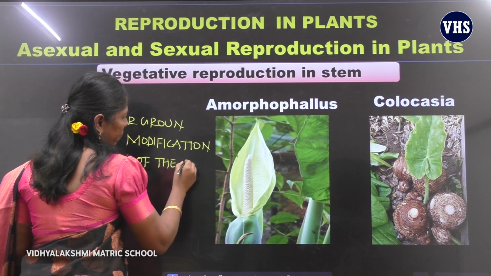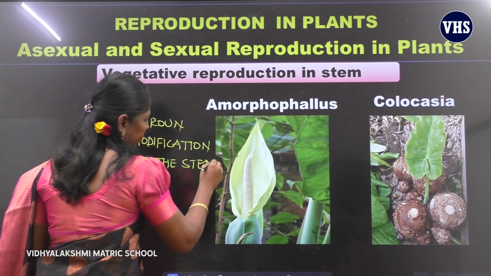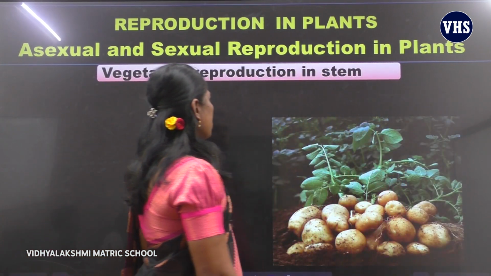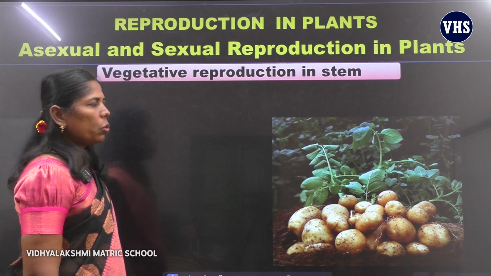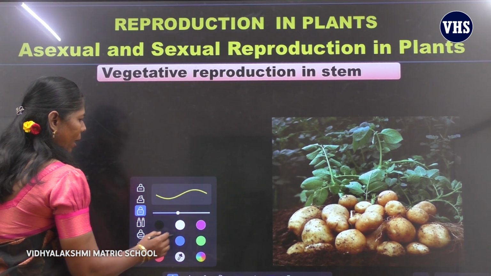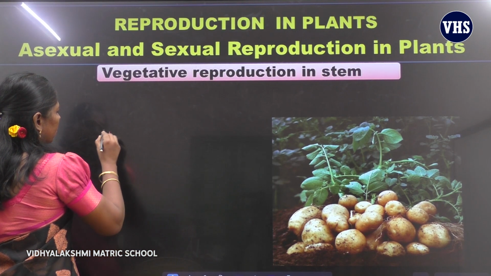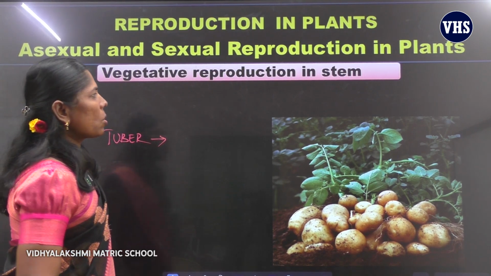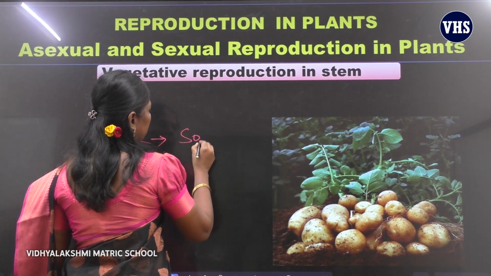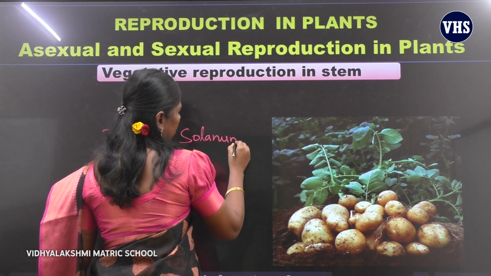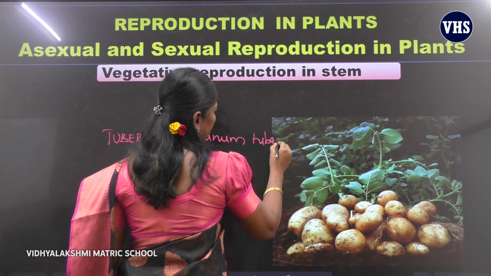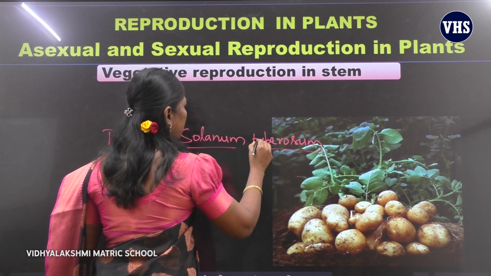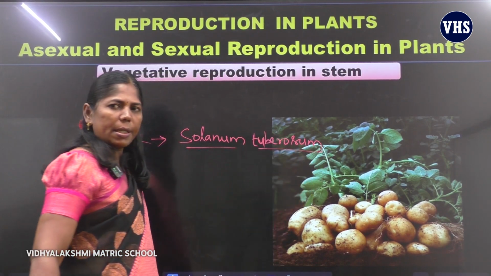Underground modification of the stem. And next one is your tuber. Tuber example is Solanum tuberosum. Under the heading tuber, we see Solanum tuberosum. Okay, that is a potato.